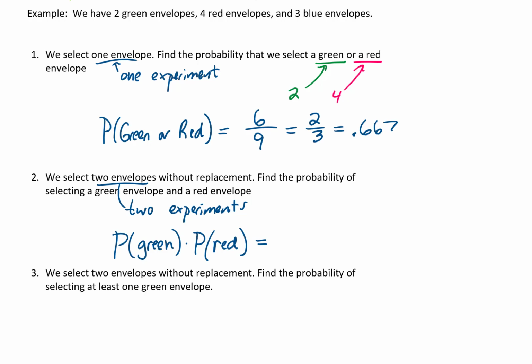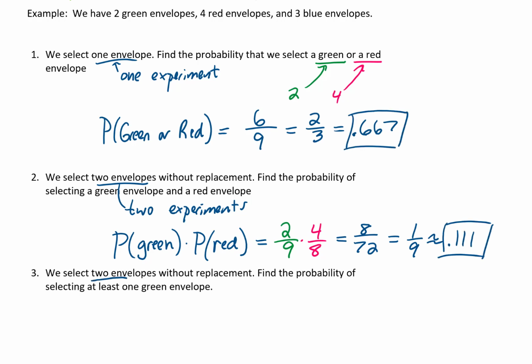Okay, so what is the probability of selecting that green envelope first? Well, we had 2 green envelopes out of 9 envelopes total. Now, once we've done that, what's the probability of selecting a red envelope? Well, it looks like we have 4 red envelopes left. We've removed 1 green envelope and haven't replaced it, so that means there were 8 total envelopes left. Multiplying these two fractions together gives us an 8 on top and a 72 on the bottom. You could reduce that to 1/9, or you could plug that into your calculator and get 0.111.